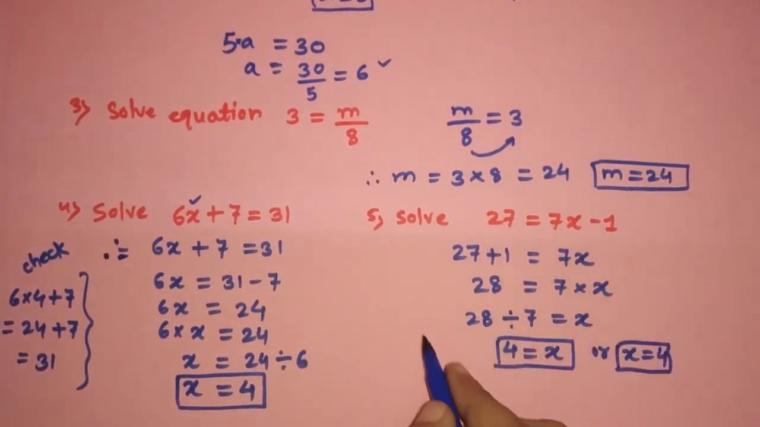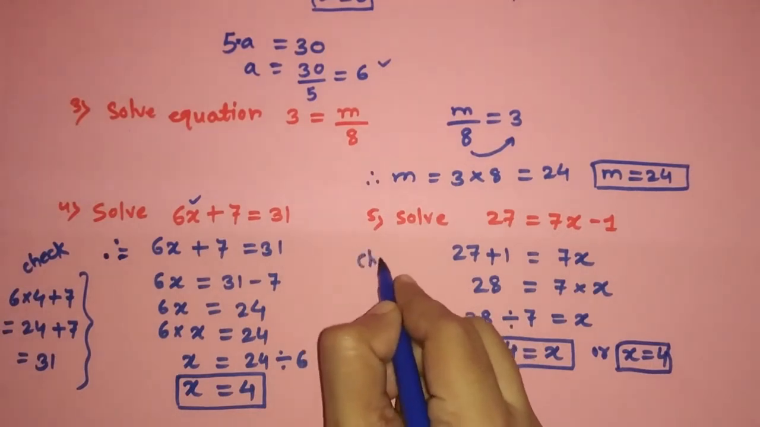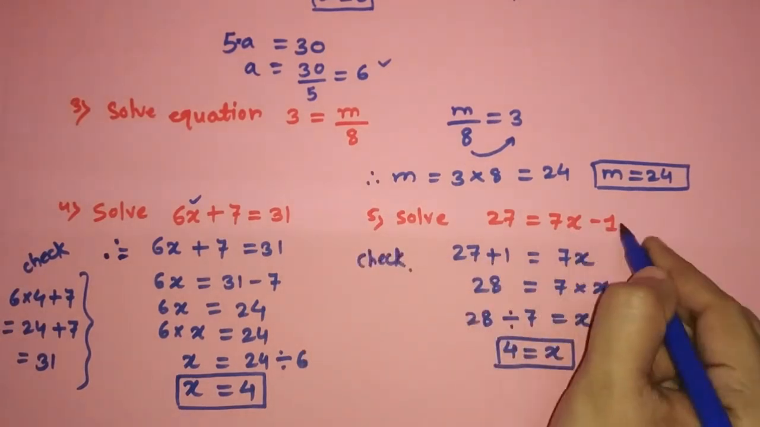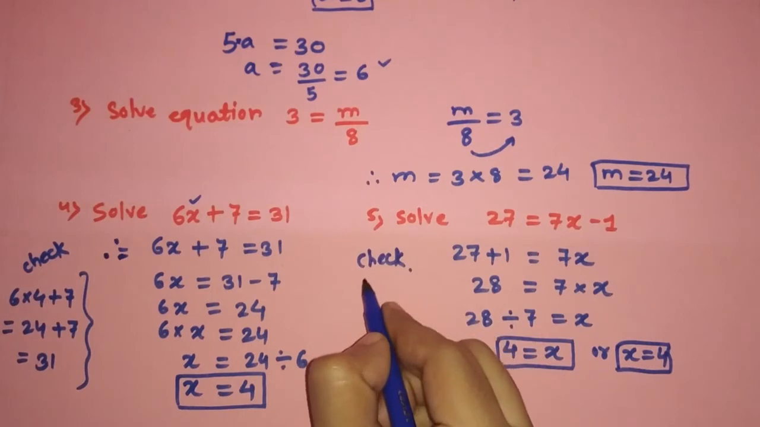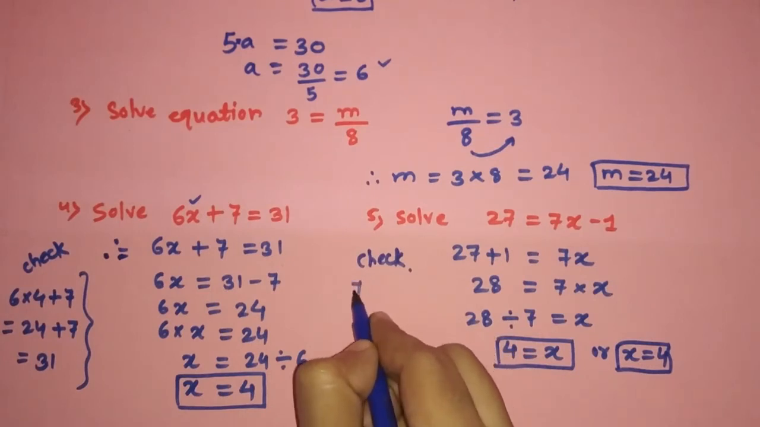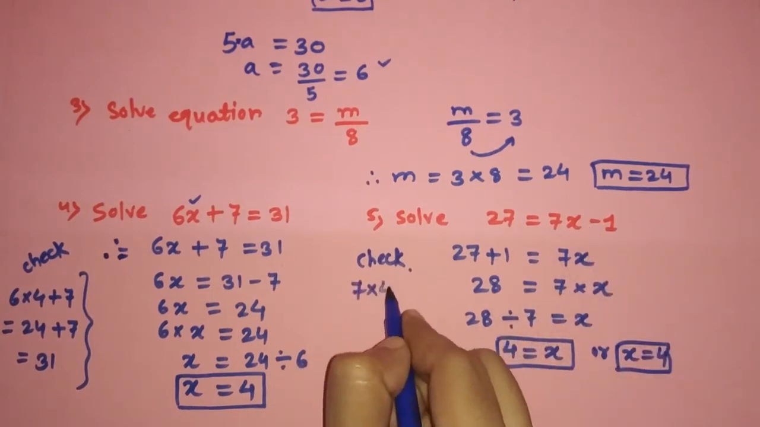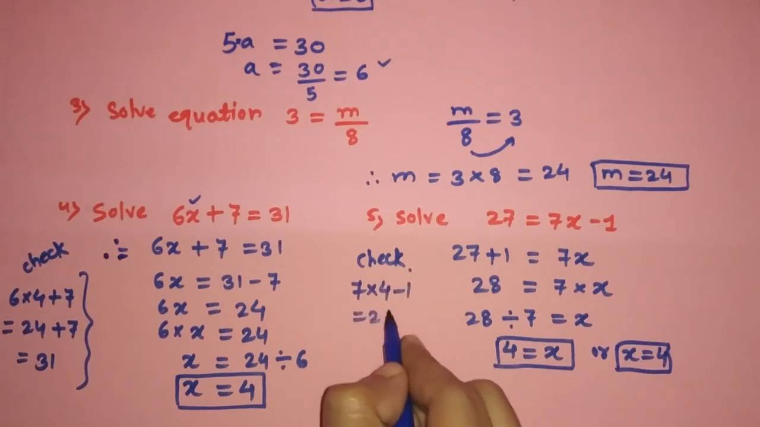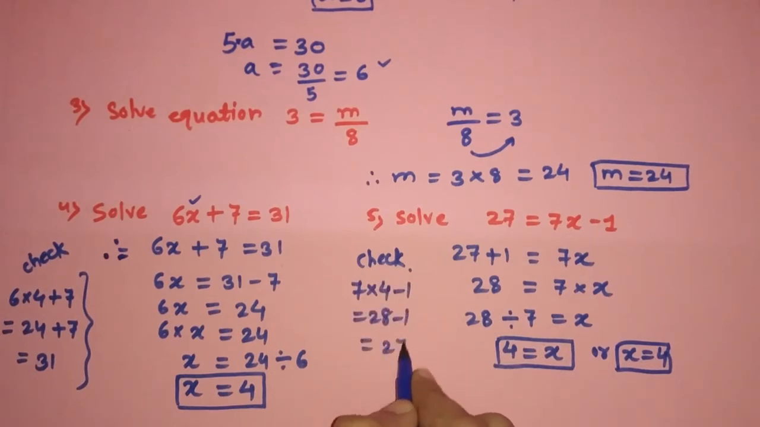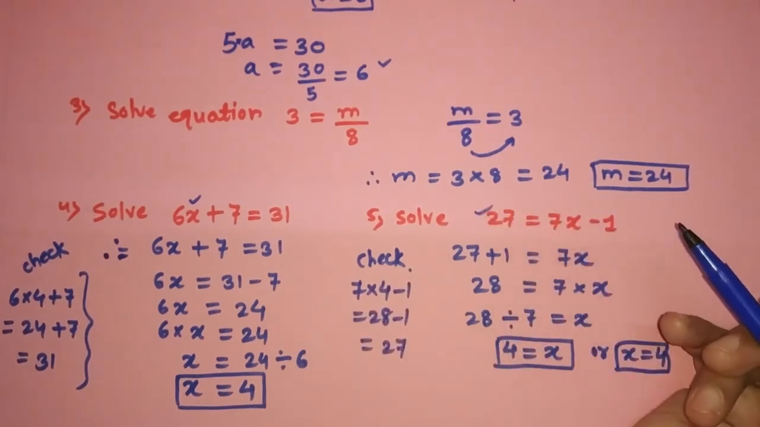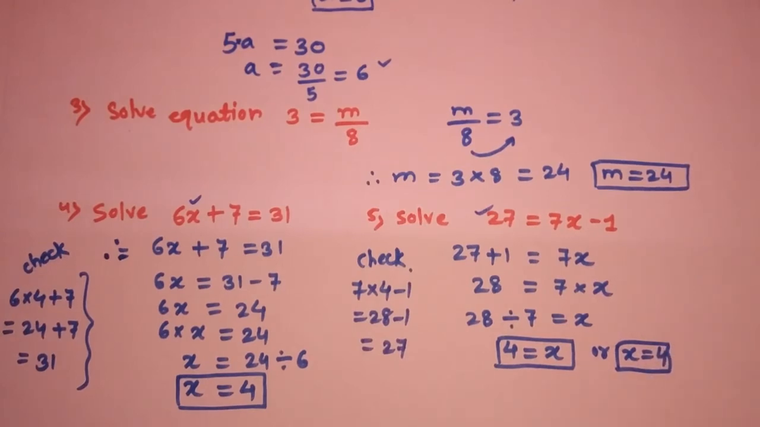You can check this also. If you want to check it, you can check 7x minus 1. So that is the x value. I'll keep 7 4s are 28 minus 1. 28 minus 1 is what? 27, which I am getting here. This means this solution is true.